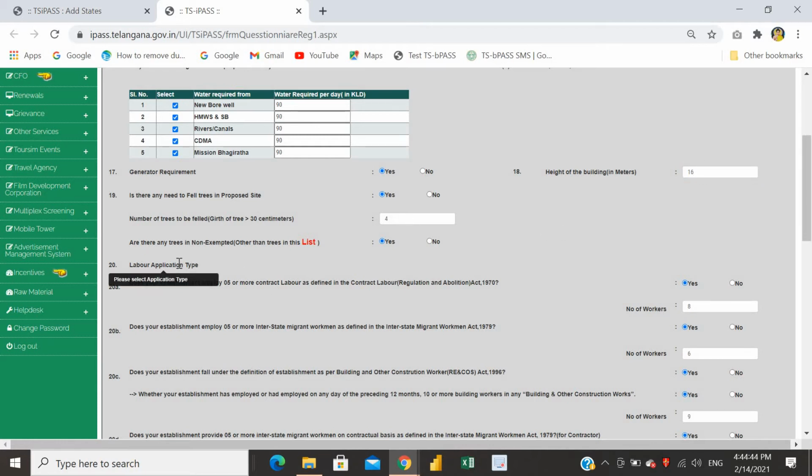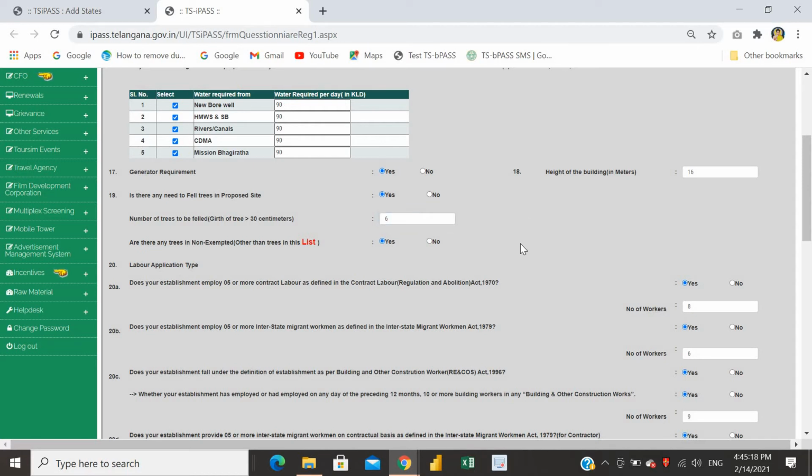Is there any need to fell trees in the proposed site? So if you have a unit location somewhere where a lot of trees have already grown, you need to tell whether the trees have to be felled or not. Yes, there is a requirement of felling the trees. Now, what is the number of trees? I mean, how many trees are there with a girth of more than 30 centimeters? I have some 6 trees.